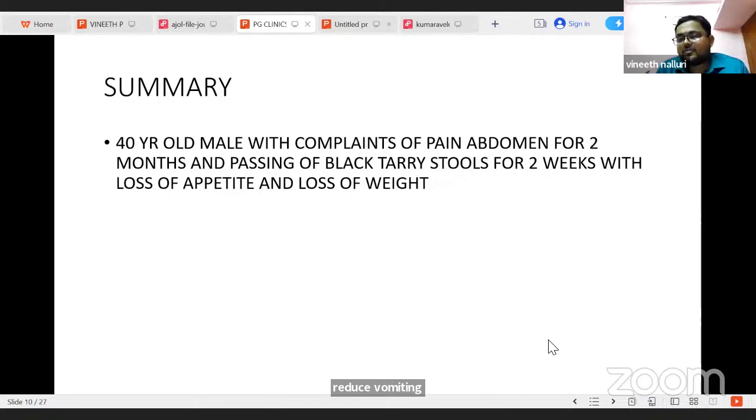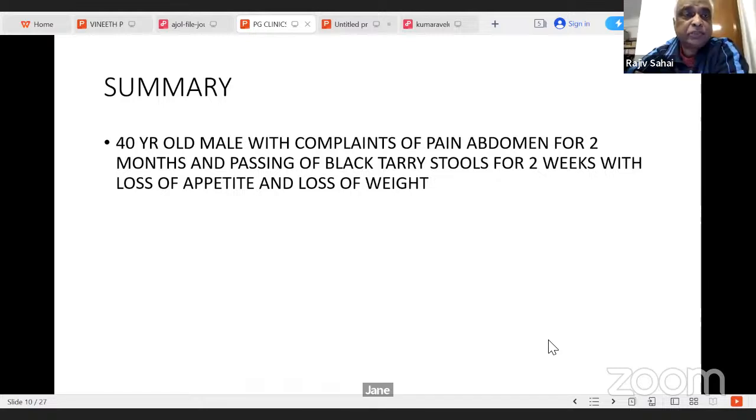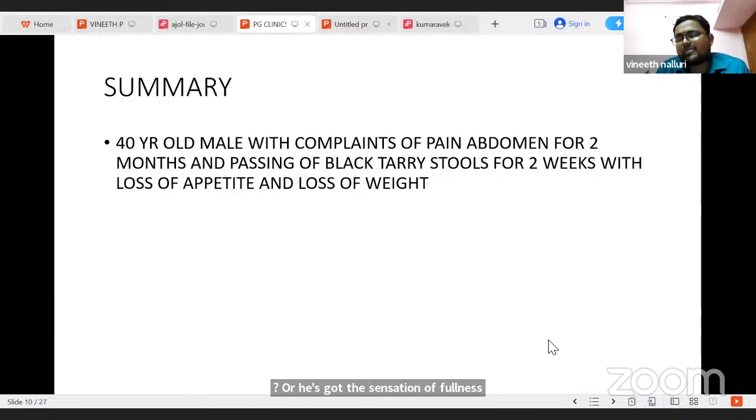A person will not induce vomiting in gastric ulcer, sir. In which conditions do patients induce vomiting? Why does he have to induce vomiting? In this case, only to relieve pain, sir, the patient is inducing vomiting. Is it for pain, or for bloating, or does he have that sensation of fullness? The patient has complaints of fullness also, sir.